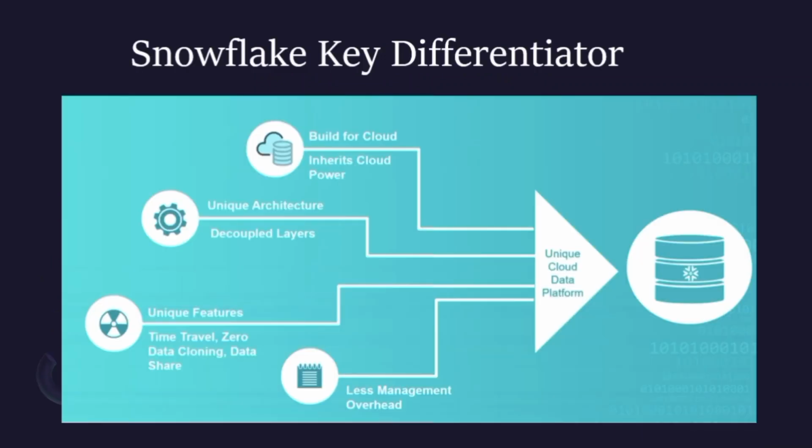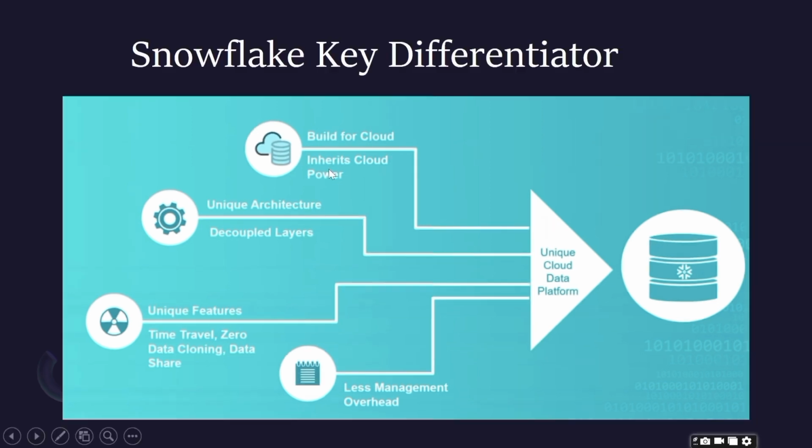Let's understand some of the key differentiators of Snowflake. Suppose this is the data cloud platform Snowflake, and it has all these features. It is built for the cloud and inherits cloud power. It is basically a cloud platform, as we know, so it also inherits the cloud power. Suppose I want to load the data from an Amazon S3 bucket, Microsoft Azure, or GCP; it also inherits the cloud power.